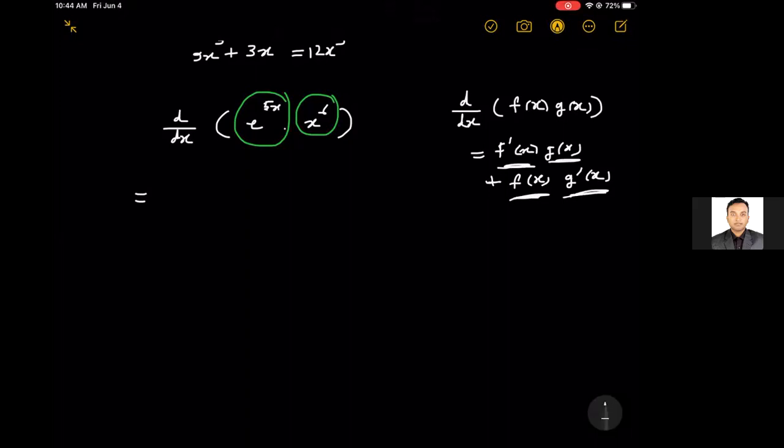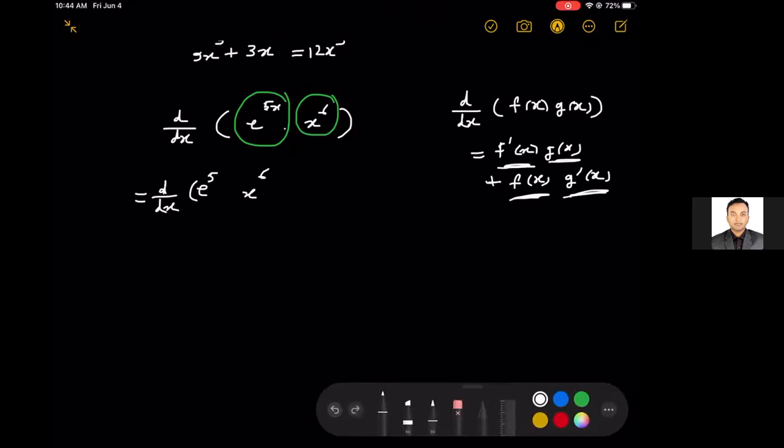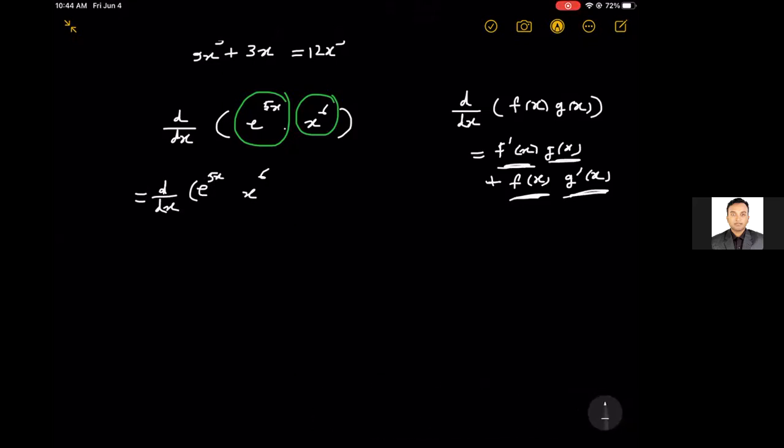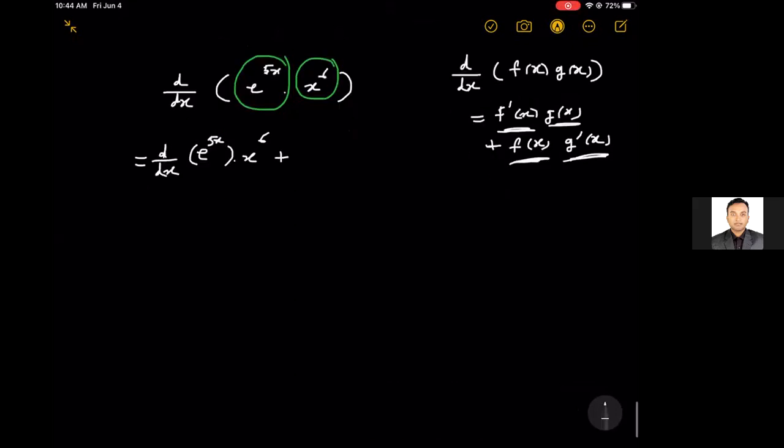Okay, so what we'll do here, we'll keep x to the 6th and find the derivative of e to the 5x. Oops, sorry. What's the derivative of e to the 5x? Anyone? We have seen this. We have seen e to the 5x would be 5e to the 5x, right?